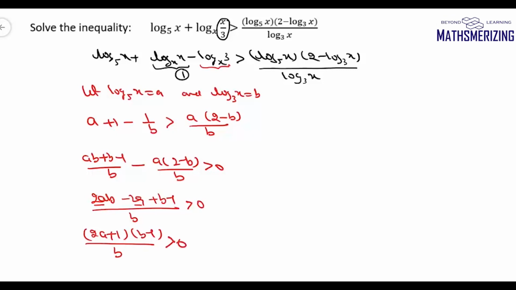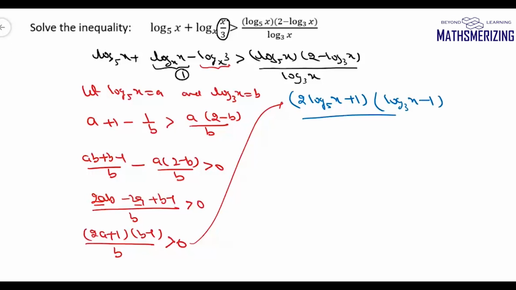So again, if I put the value of a and b, I can write it as (2 times log x to the base 5 plus 1) upon (log x to the base 3 minus 1) upon log x to the base 3, and it should be greater than 0. Now if we look at the domain also, the domain in this case will be x greater than 0 and x not equal to 1.